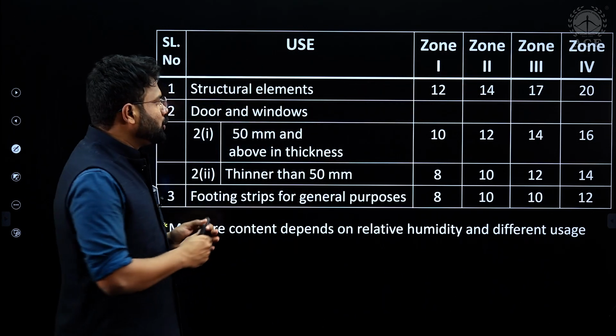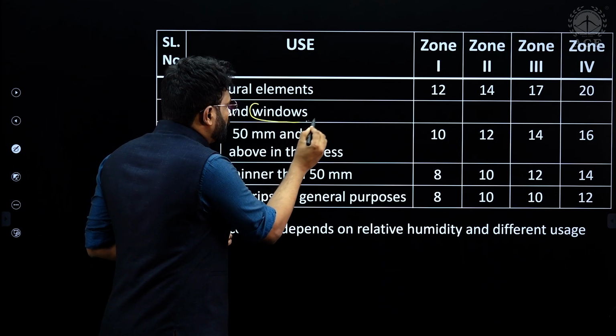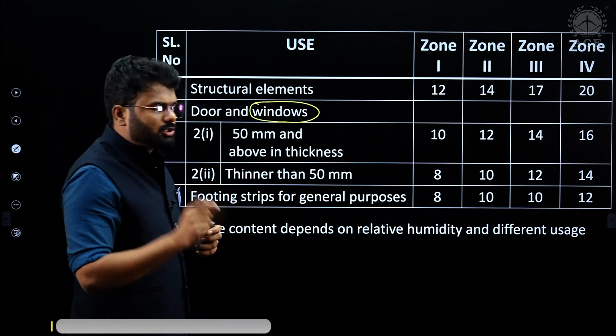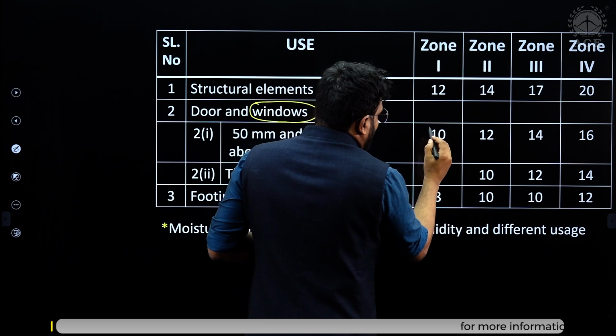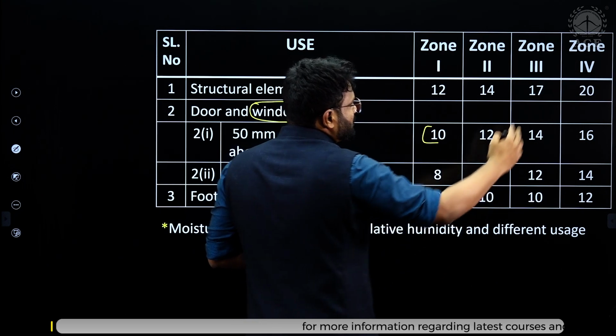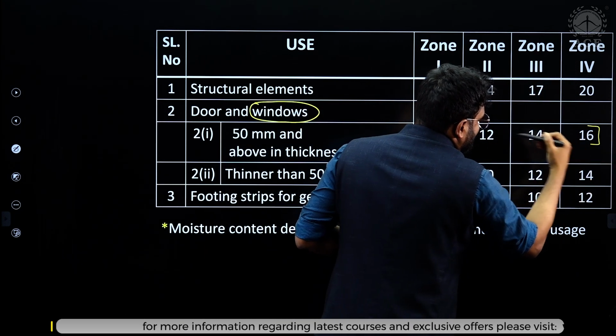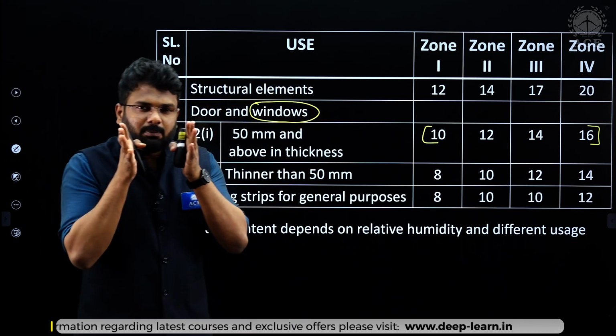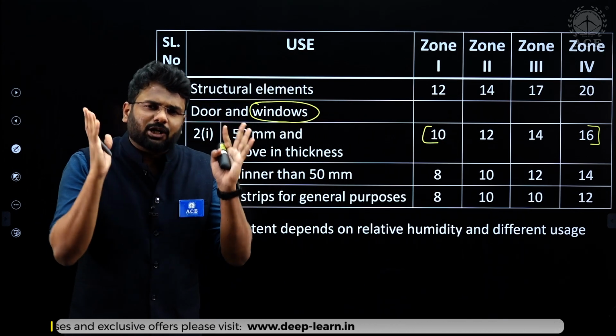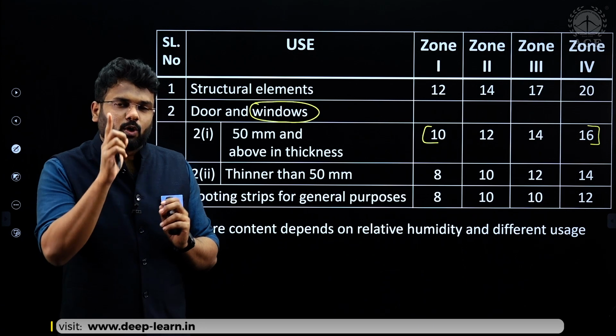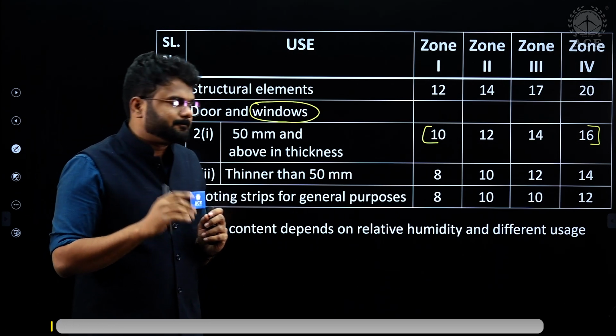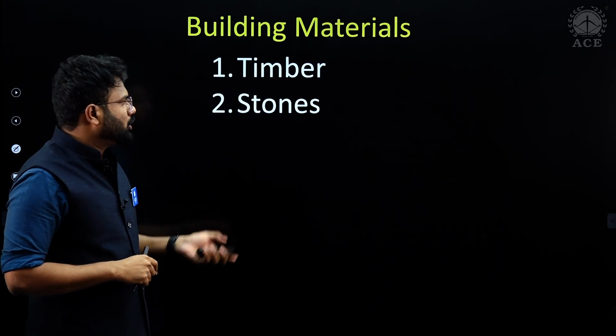After that, usage. Let us say I am taking windows. In windows, if it is coming in zone 1, I will be taking 10%. If it is zone 4, I will be taking 16%. So 10 to 16% will be the range, and these kind of questions only will be asked in your exam also. Simple.